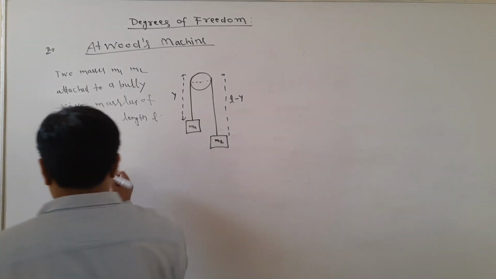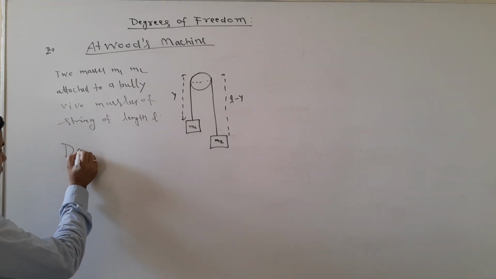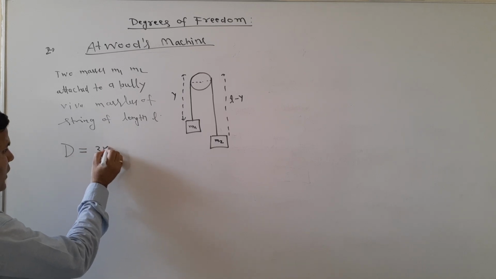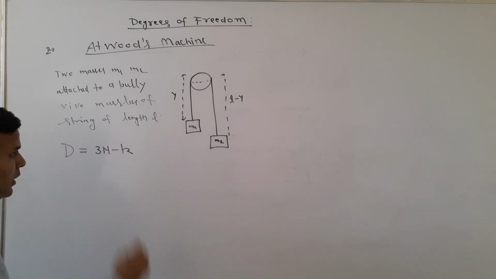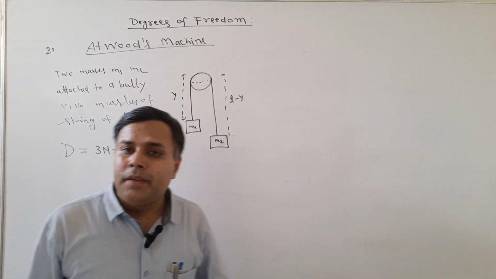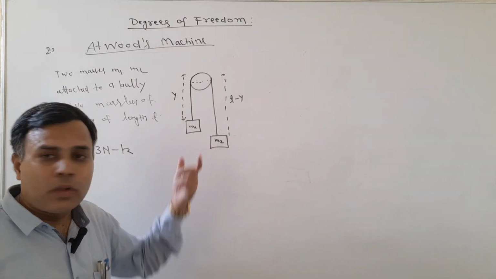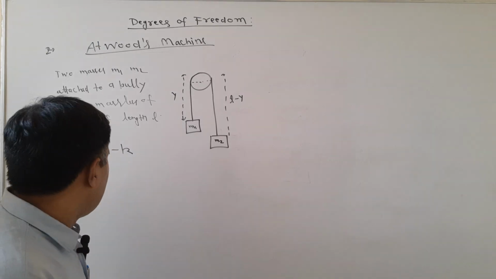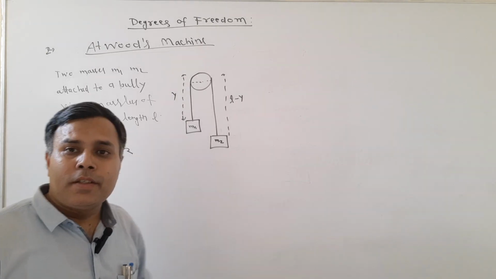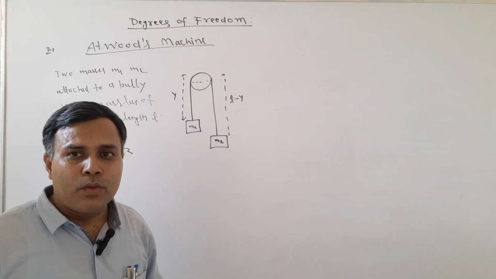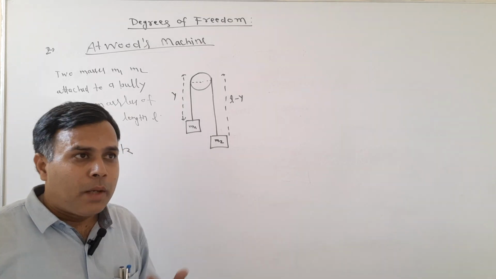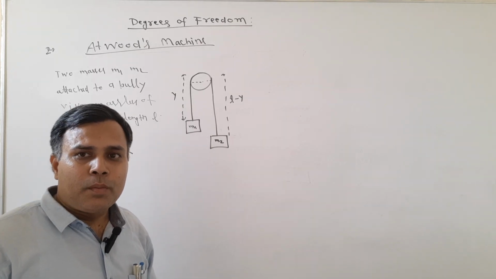Again, degree of freedom is simply 3n minus k. What is n? n is the number of particles. In this case we have two masses, so the number of particles is 2. And k is the number of equations of constraints used in this system. So we have to find the number of equations of constraints.